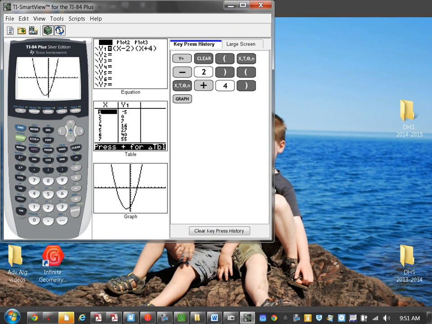Remember, your calculator will find that minimum value for you. What buttons do you press? Second, calculate. Second, trace. Then you go to the minimum. And why do you have to go to the minimum? Because you want the minimum, not the maximum, or the zero, or the value, or the intercept.